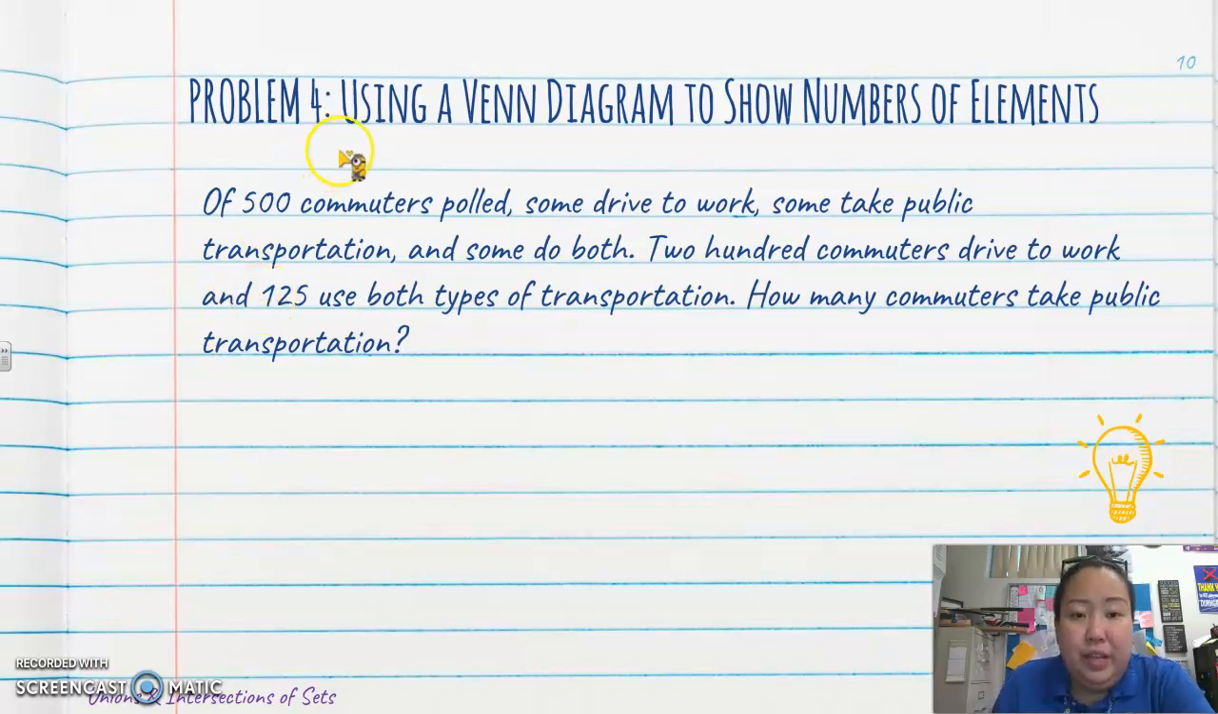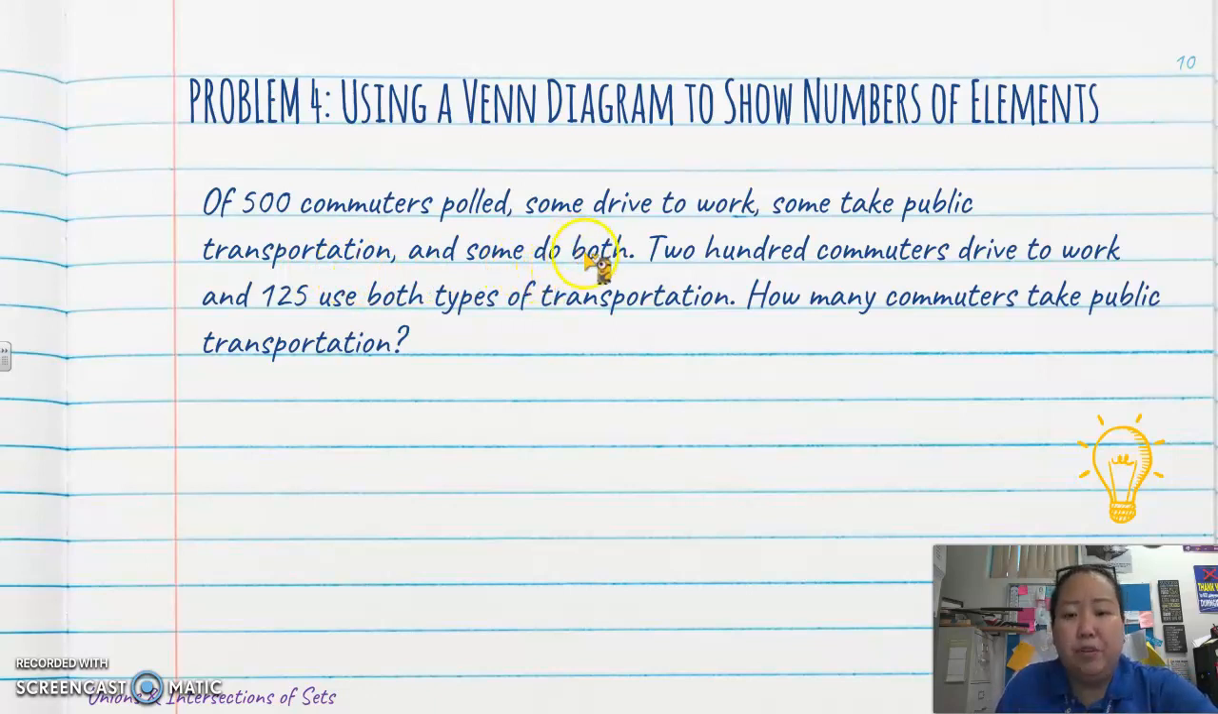All right, so for this next problem, we will have a word problem, and we know that we have to create a Venn diagram, and then we need to label our Venn diagram properly, okay? So let's see here. We have 500 commuters. Some of them drive to work, and then some of them take public transportation. Some of them do both, okay?